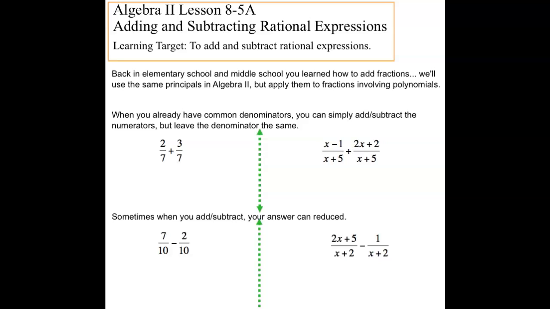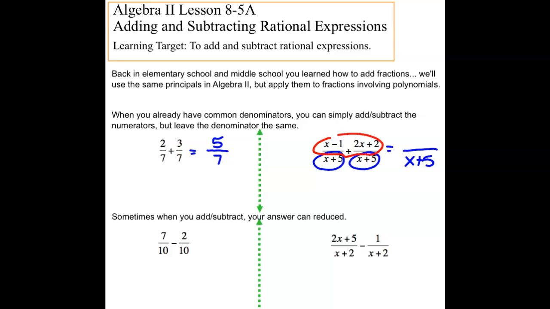same. For example, if we had a basic numerical fraction 2/7, we were adding another numerical fraction 3/7, because we have a common denominator, we can keep that as a 7, and we simply add the numerators. So our solution would be 5/7. In an algebraic fraction, the same thing applies. If our denominators are the same, in this case they're both x plus 5s, we would keep that denominator. Okay? And then we simply add or subtract, in this case we're adding, the numerator.